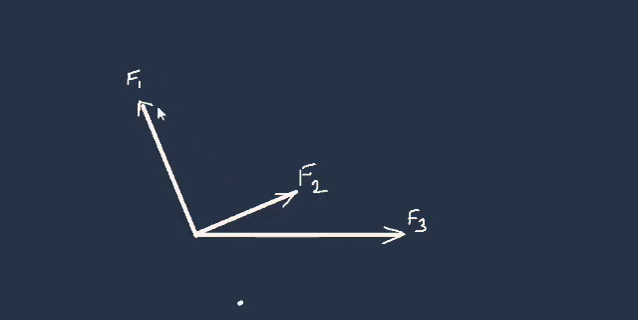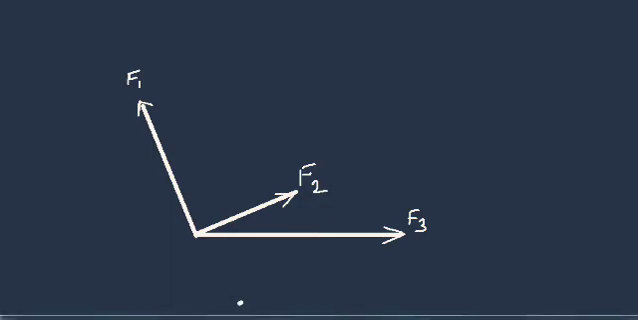In this case, where you have 3 vectors F1, F2, F3, which are acting at different angles to a reference axis, you can first use the parallelogram law to find the resultant of F1 and F2, and then use the parallelogram law between the resultant of these two forces and F3. That will give you the net resultant of F1, F2 and F3.